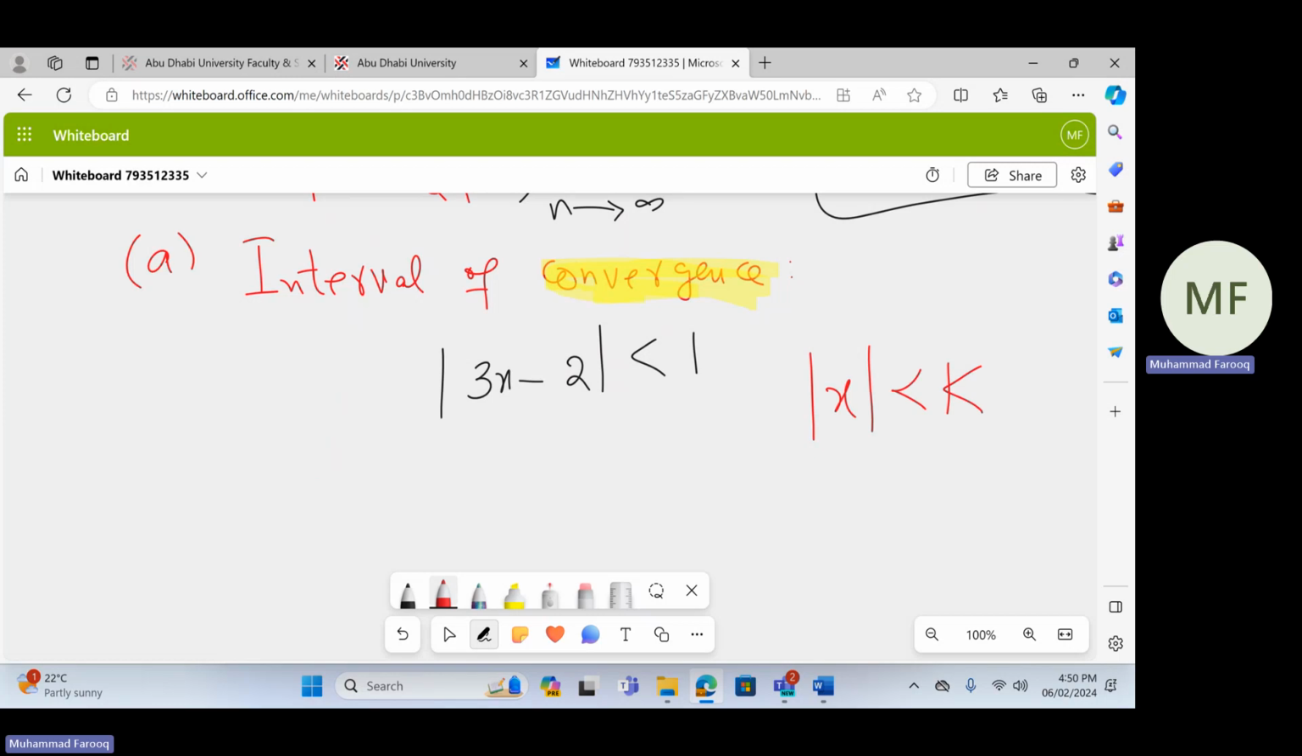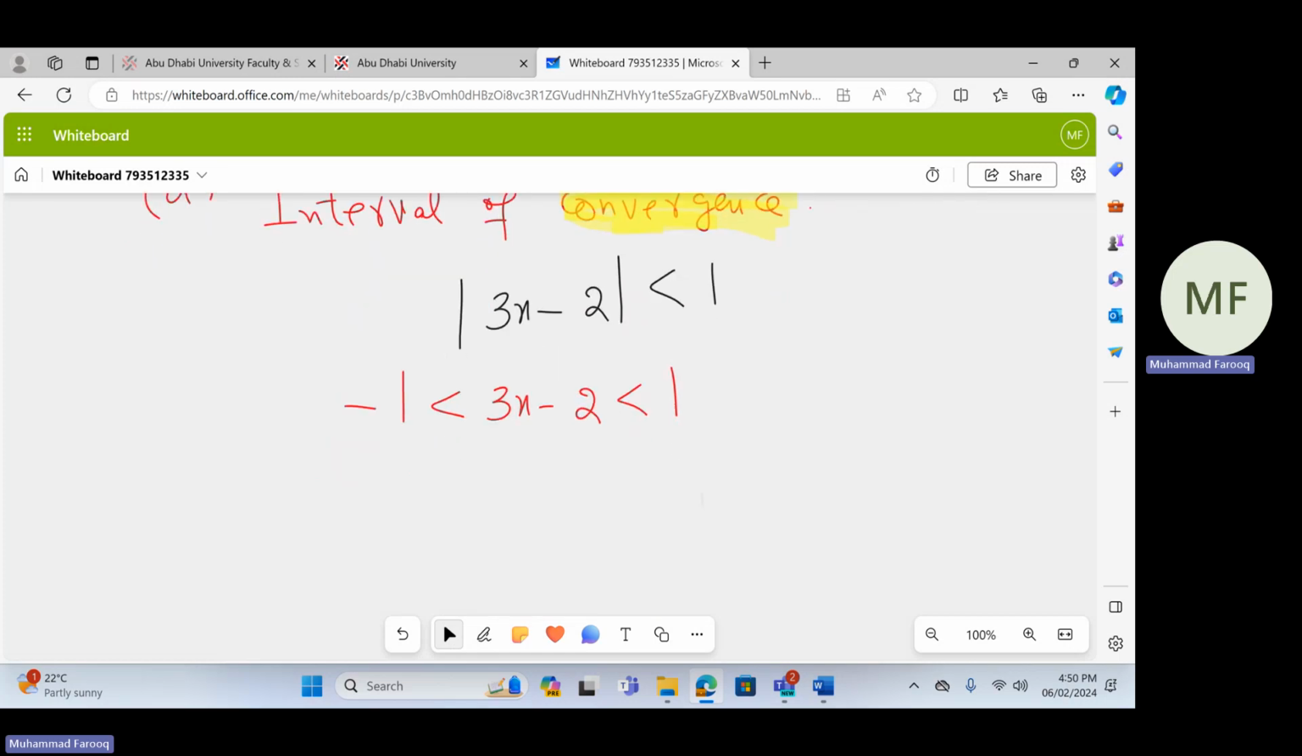So how do we answer it? x is greater than negative k and less than positive k. My k is now 1. So please remove the absolute value. So 3x minus 2 is less than positive 1, and greater than negative 1. Now just find the x value.